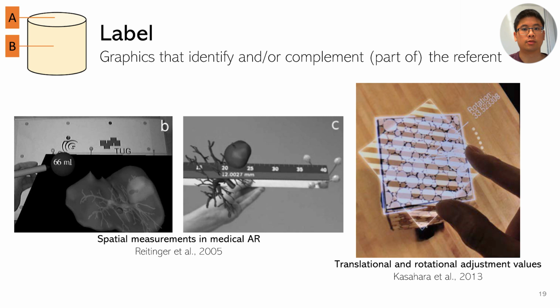The content within the label can also respond to changes in the environment that are caused by the user. For instance, labels can show measurements between objects that the user is holding, or show how much an object is being translated or rotated by.